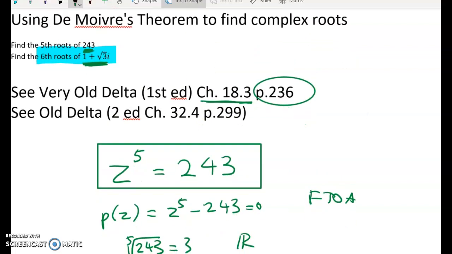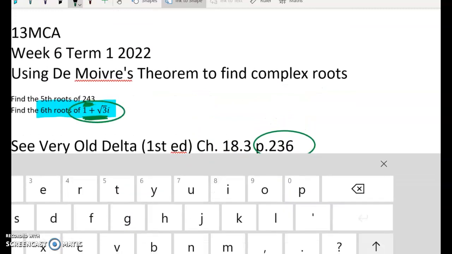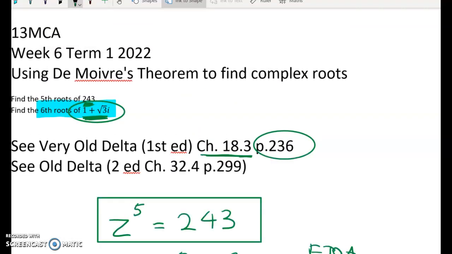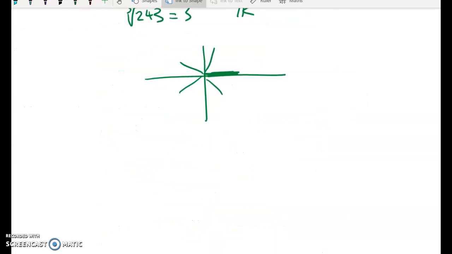So when you're solving problems like this, you're always going to be working in polar form. If you're starting off in rectangular form, as we are in the second question, the first step will be to convert everything over to polar, because de Moivre's theorem will make everything much, much better. So let's just start out by saying, well, what's z? We've got z to the power of 5 is equal to 243. So let z equal r cis theta.